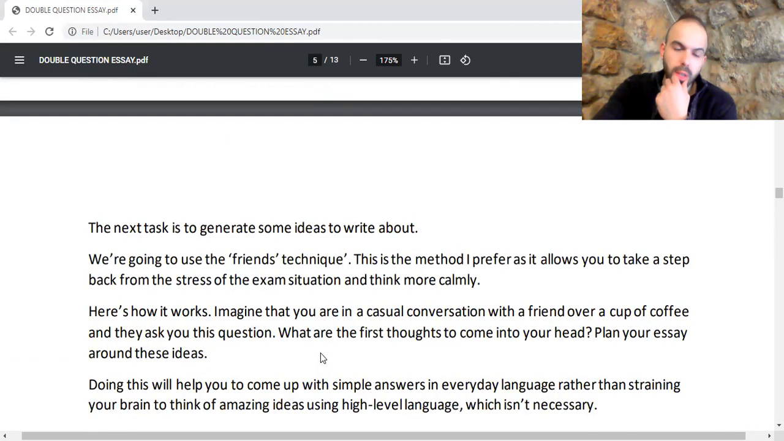So now we need to generate ideas. The next task is to generate ideas to write about. So we are going to use the FRANS technique. This is the method I prefer, as it allows you to take a step back from the stress of the exam situation and think more calmly. Here is how it works.